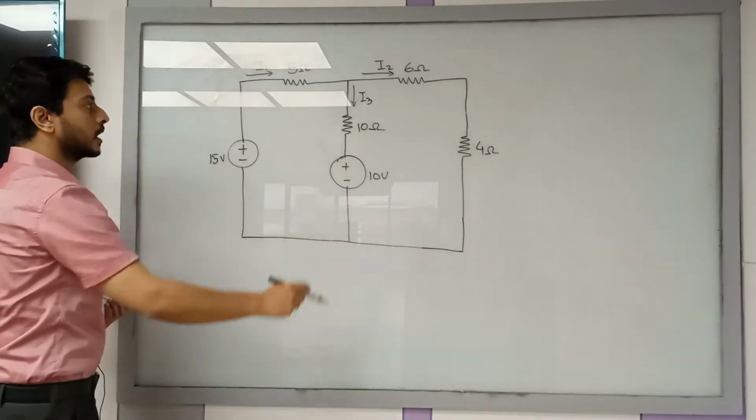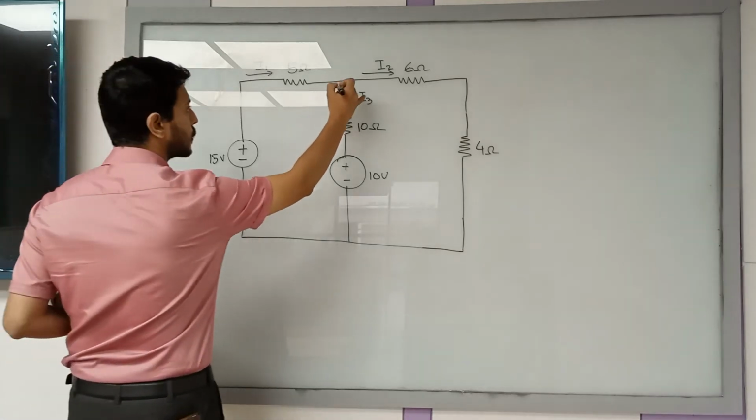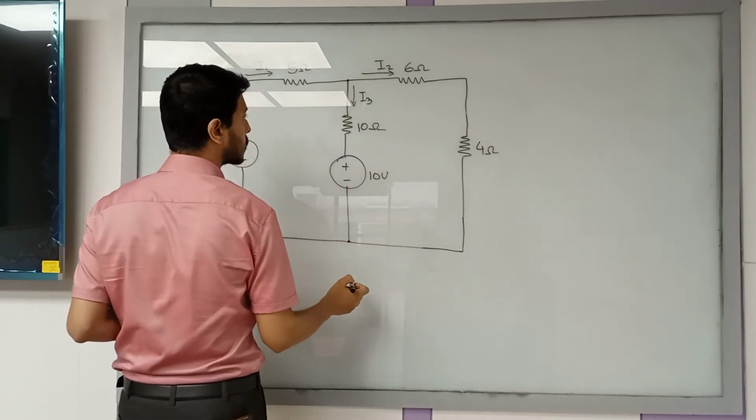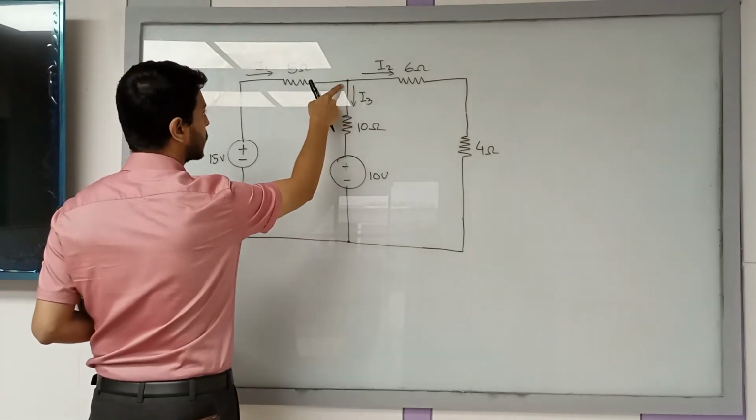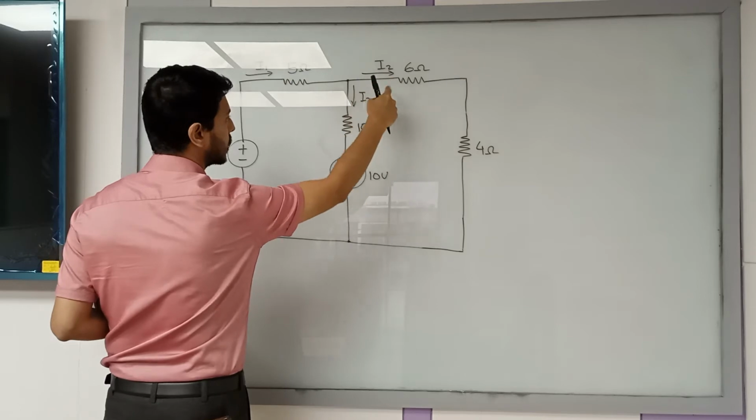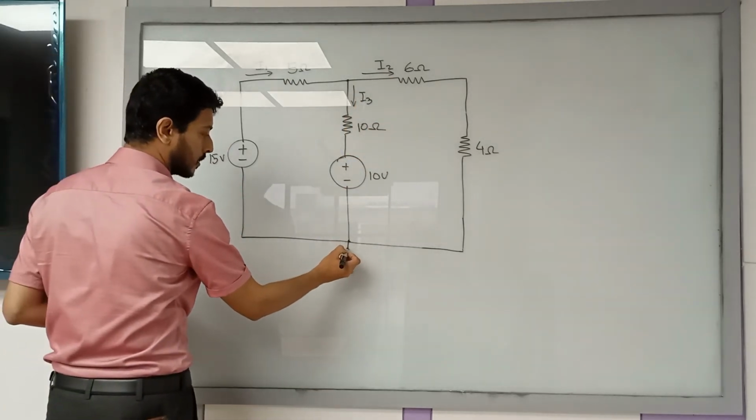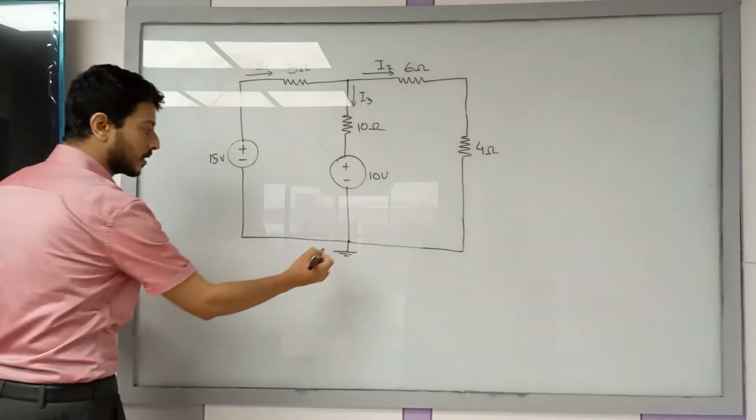The currents which you are seeing over here are the branch currents. These are not the mesh currents, okay? So first you have to identify the number of nodes. This is one node, this is one node. These are the two major nodes. At this node, the current is getting divided into two other branches. And this is basically the reference node, connected to the ground.